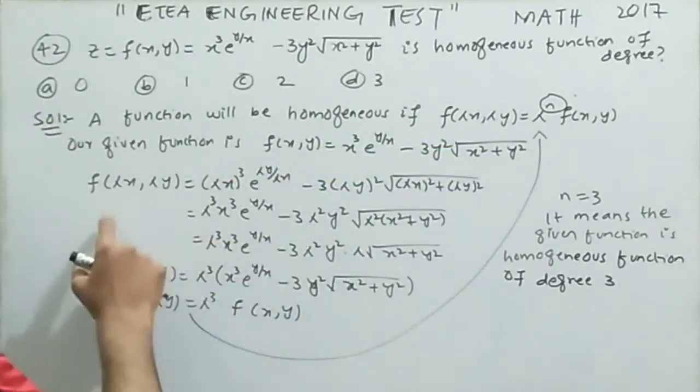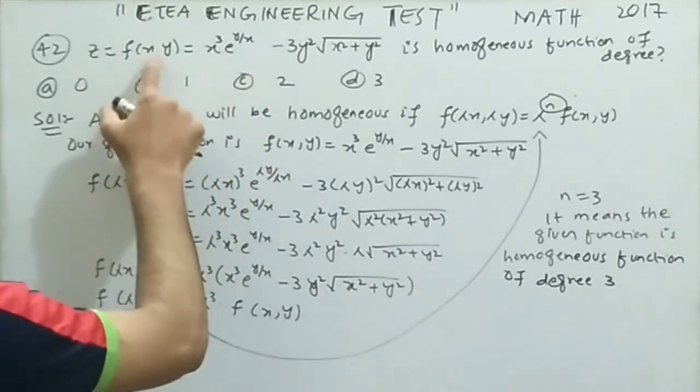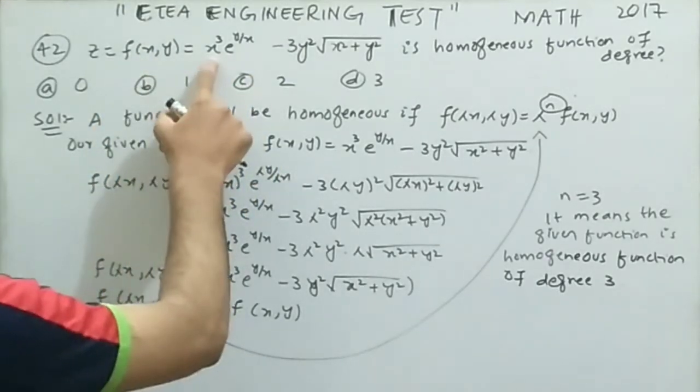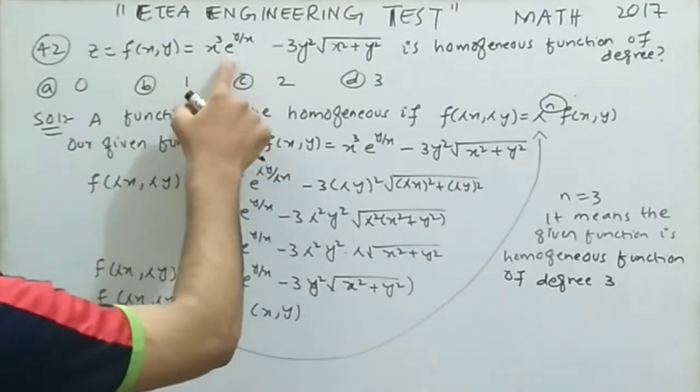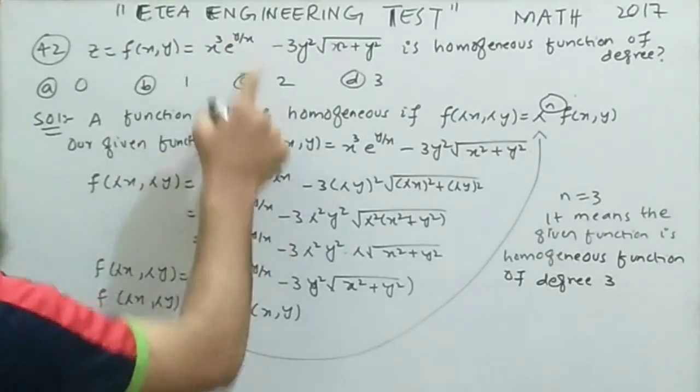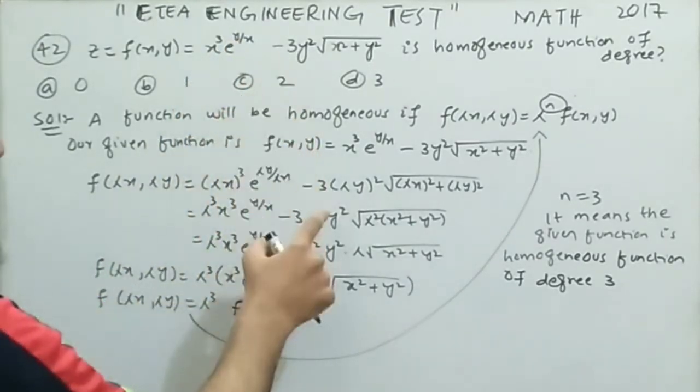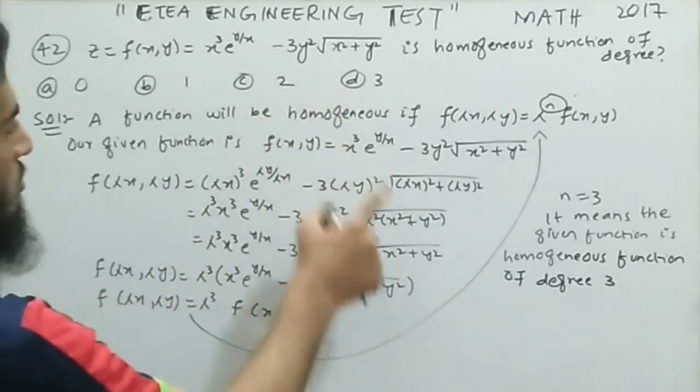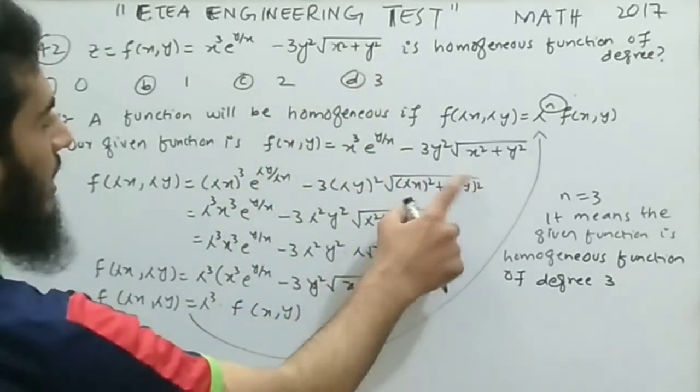So replacing x with lambda x and y with lambda y, the function will be f of lambda x, lambda y. It will become lambda y, and x will become lambda x power 3 e power y by x, minus 3 into y will be lambda y whole square, x will be lambda x whole square, and y will be lambda y whole square.